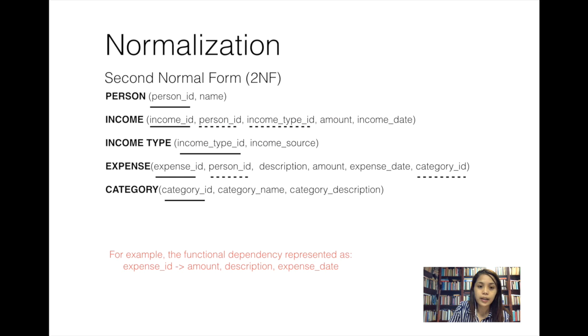Also, every non-key attribute is fully functional dependent on the entire primary key. For example, in the expense relation, you can determine all the values for non-key attributes, amount, description, and expense date by knowing its expense ID, which is actually our primary key.